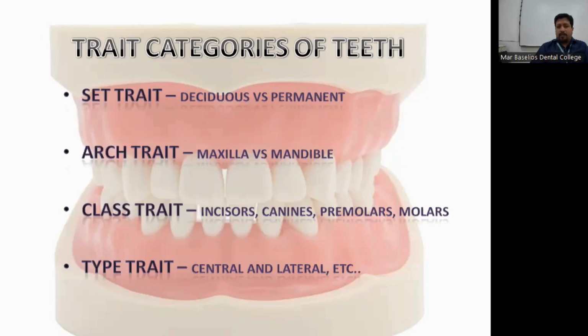Next one is type trait. Here, in the class trait, if you consider incisor, then we will be having two types of teeth. One is central incisor, the second one is lateral incisor. So these two different types are called type traits. In case of canine, we don't have subclassification. If it is a permanent tooth, we are having premolars. So here we will be having first premolar as well as second premolar as type traits. In case of molars, if it is deciduous, we are having first and second molar. If it is permanent, we are having first molar, second molar, as well as third molars. So these things together are called trait categories of teeth.